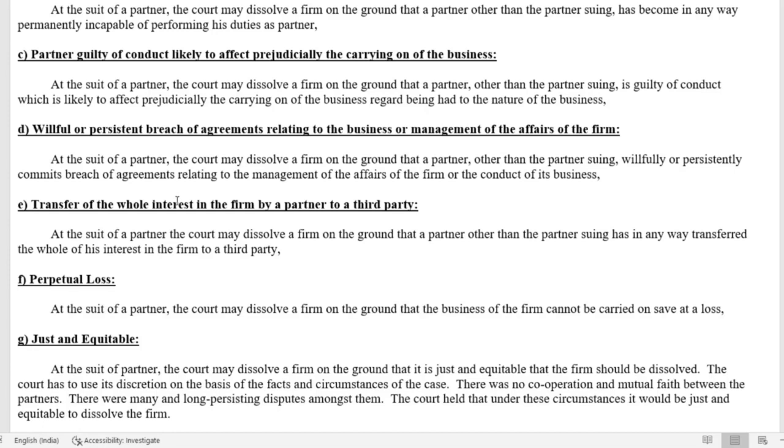So let us go to the next aspect, that is continuous breach of trust, that is willful or persistent breach of agreement relating to the business or management of the affairs of the firm. This is also very important. If any partner willfully and continuously commits any breach of the partnership agreement, or conducts himself in such a manner that it becomes impossible for the other partners to carry on the business, such as willful neglect by a partner to attend to the business of the firm, or continuous quarreling with the partners, these aspects are also very important.